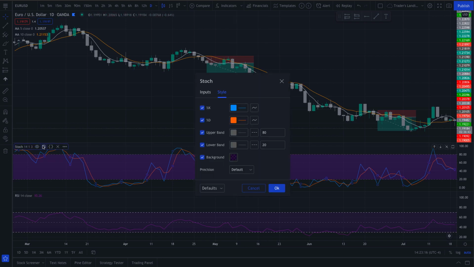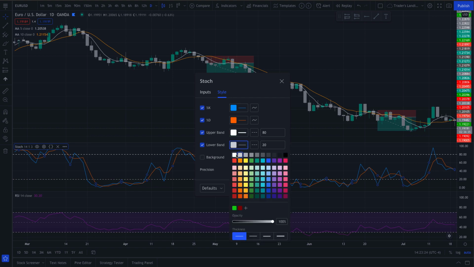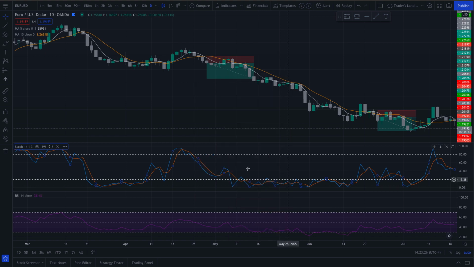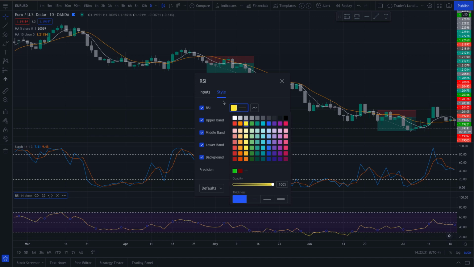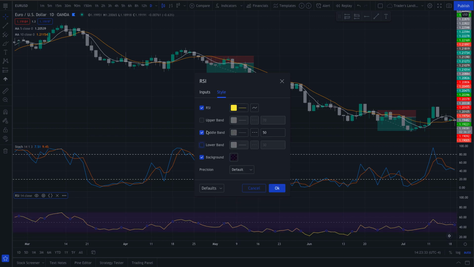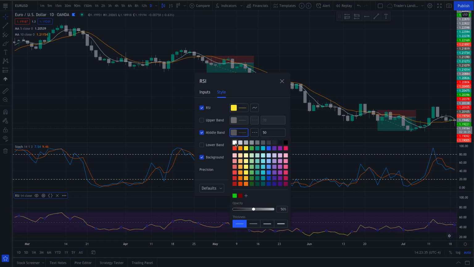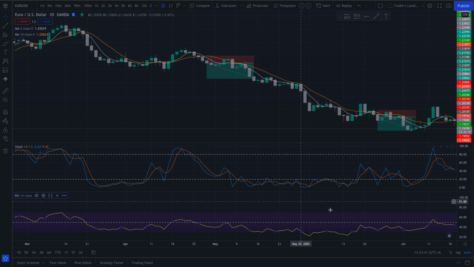I'm going to go into the stochastic settings. I don't like that background. I'm going to remove that. Make the upper band and lower band colors nice bright white. Then I'm going to go into the RSI. I'm going to change the color to yellow. Remove the upper and lower bands, make that middle band a nice white, and remove that opacity. And now we can easily identify our entries.